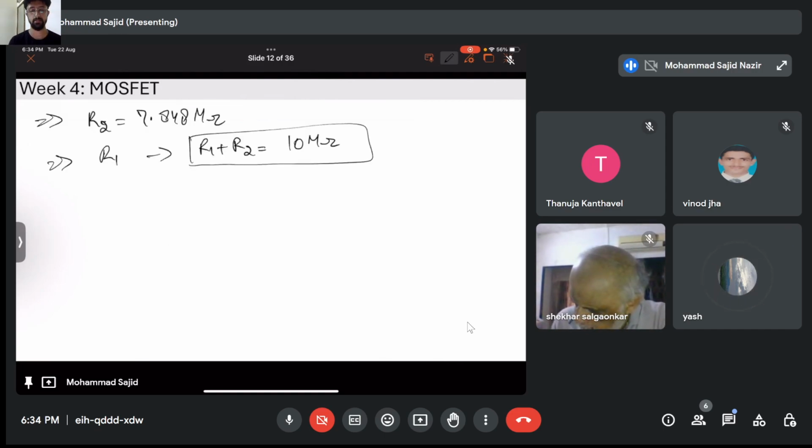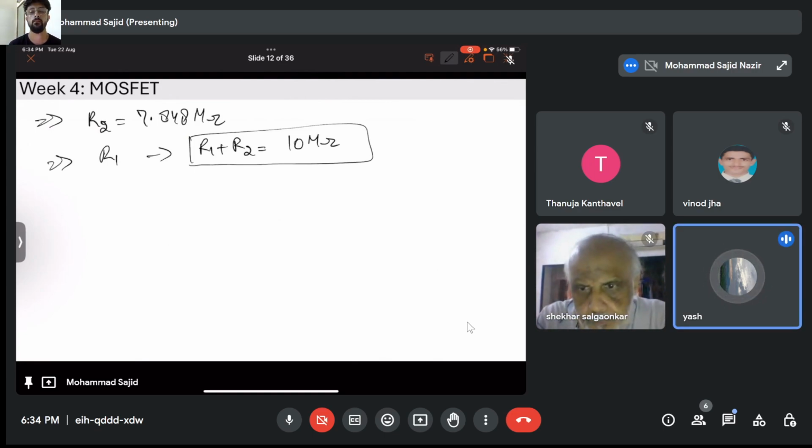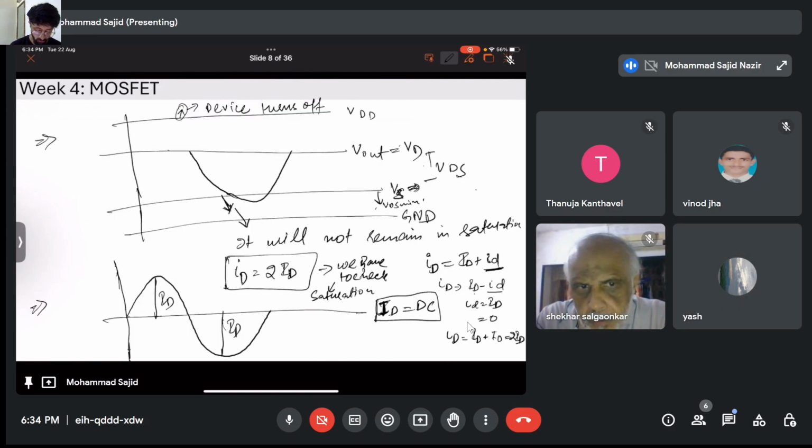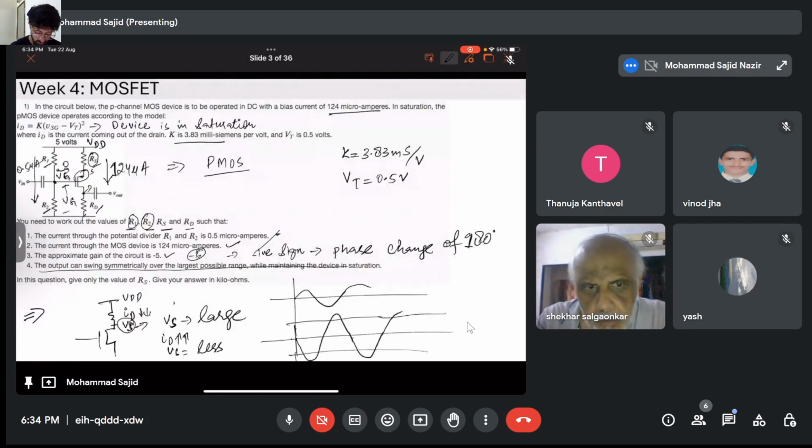Sir, can you explain what we did in the fourth condition, that swing one? I did not get that. Okay. The fourth condition says the output can swing symmetrically. Symmetrically means if this is maximum in this direction, it should be maximum in this direction as well, right?